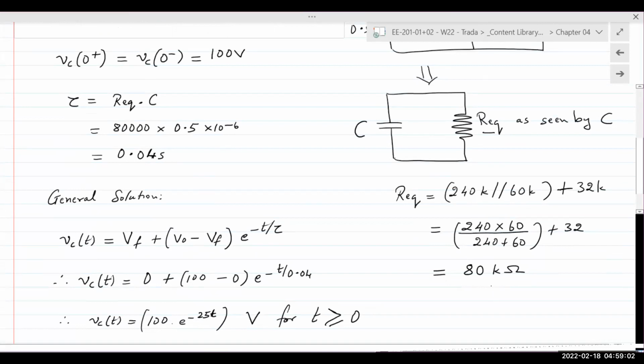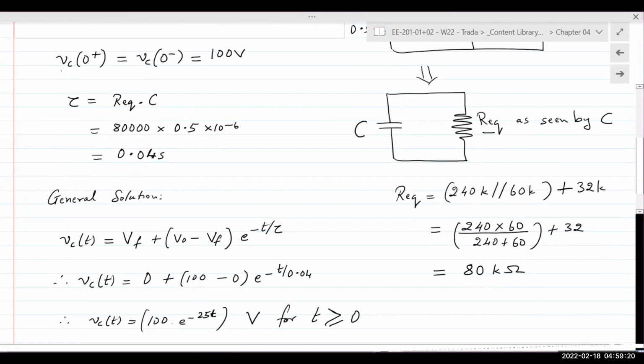From there, we can calculate tau. Tau is simply the product of the resistor and the capacitor, R times C. And so we obtain tau as 0.04 seconds.